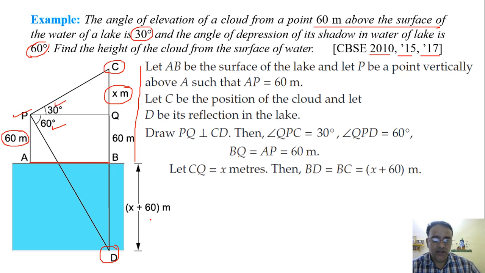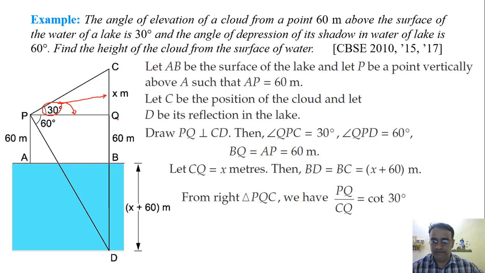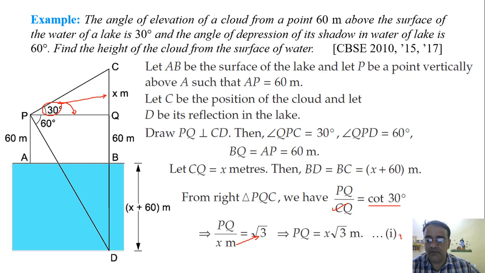Okay, so now we are going to take the right triangles. So first right triangle I am going to take this one, triangle PQC, cot 30 degree. So cot 30 degree is adjacent upon opposite, that is PQ upon CQ. So what is cot 30 degree? √3. And PQ upon this is x. So PQ is equal to x√3 we'll get. Let it be equation number 1.